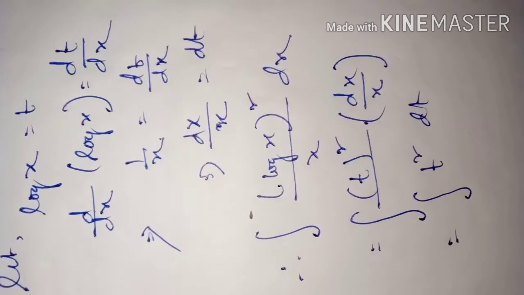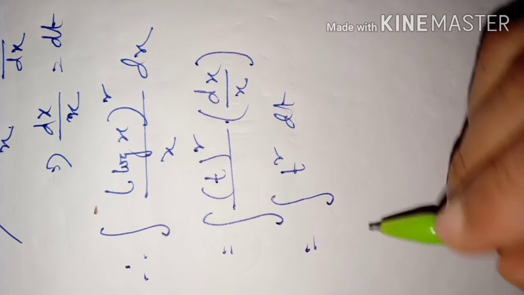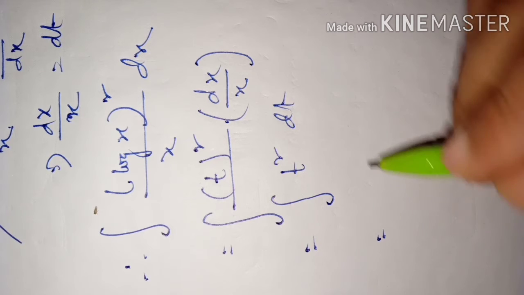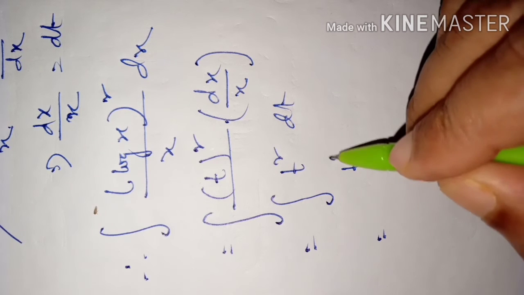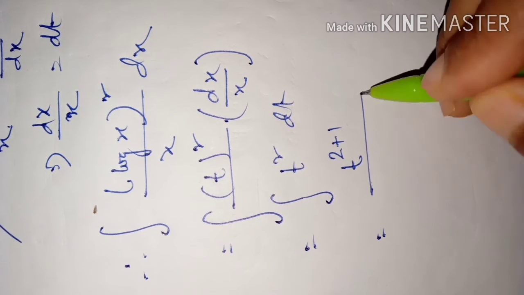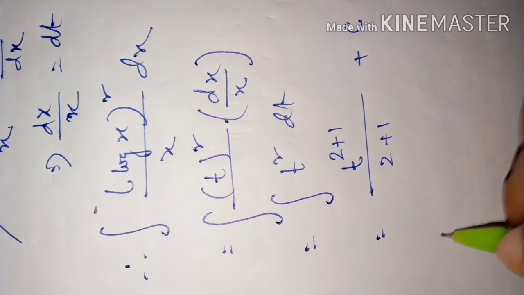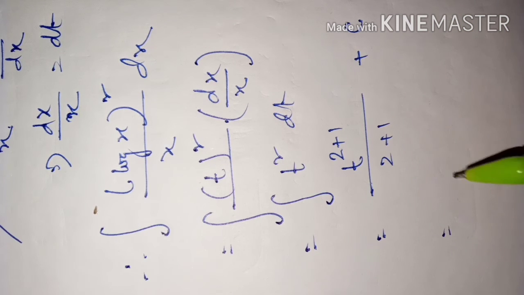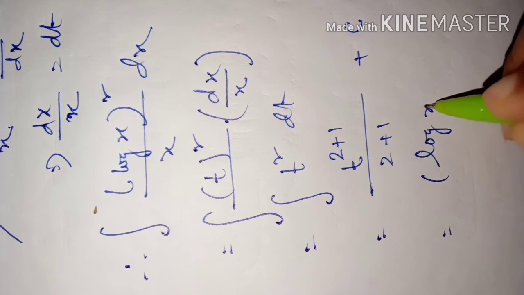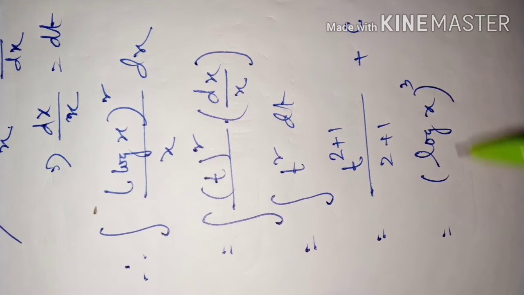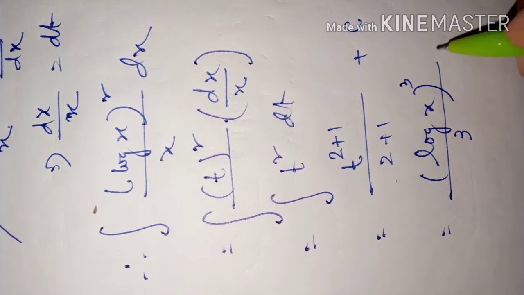As you know, this is a standard form. What is its antiderivative? T to the power of 2 plus 1 by 2 plus 1, plus c. So t is what? Log x. So you substitute it now: log x to the power 2 plus 1, which is 3, divided by 2 plus 1, which is 3, plus c.